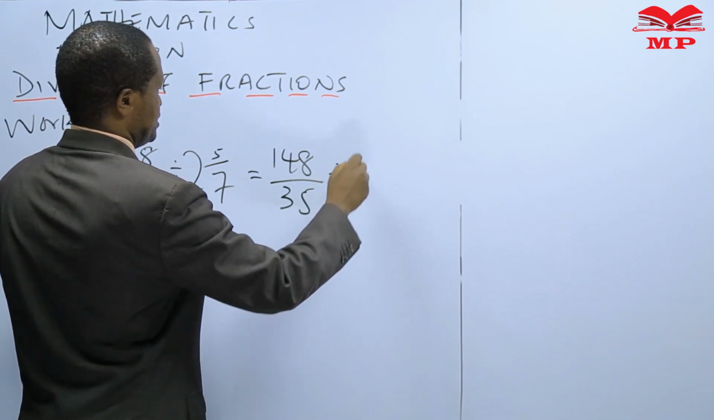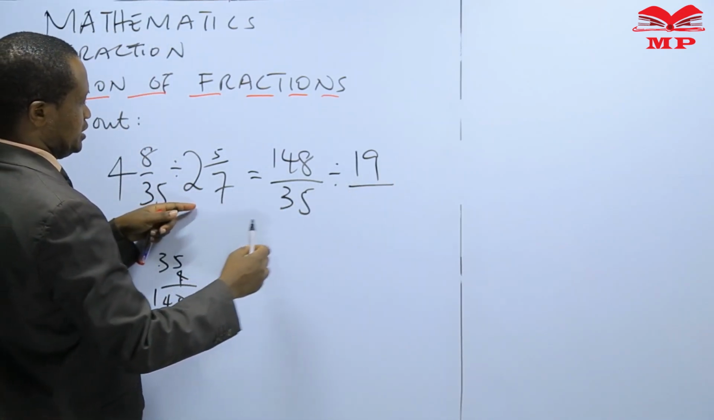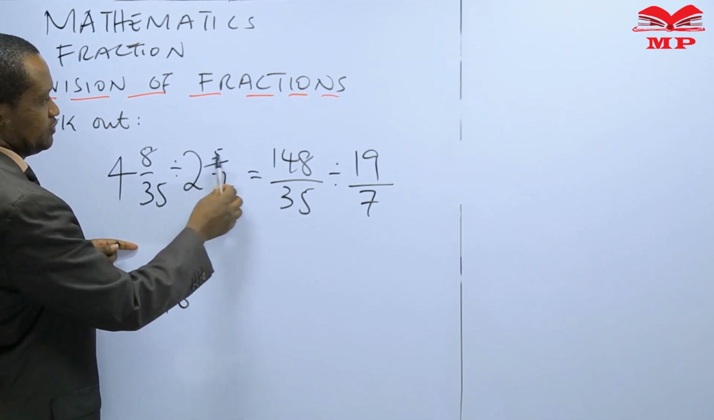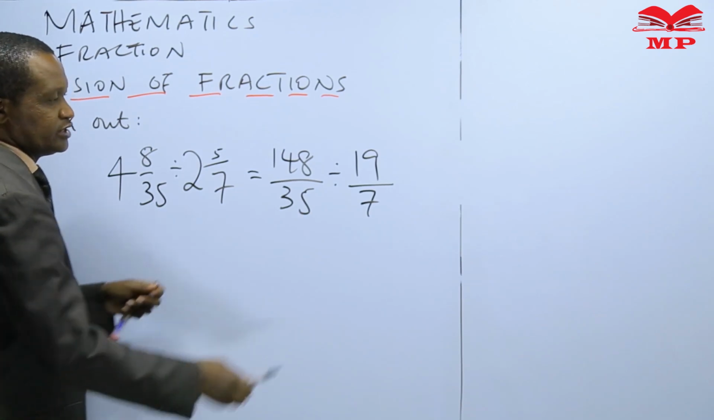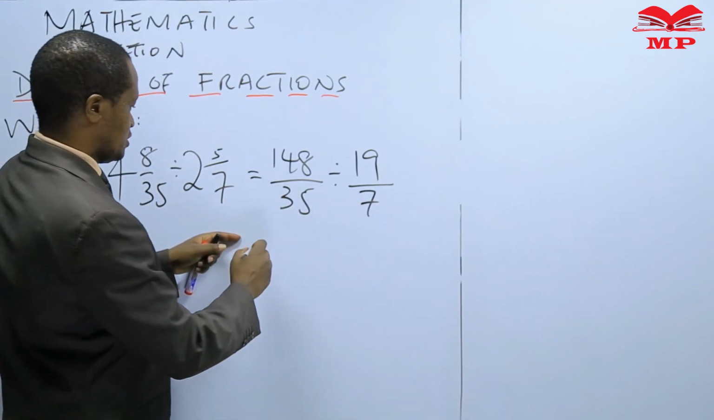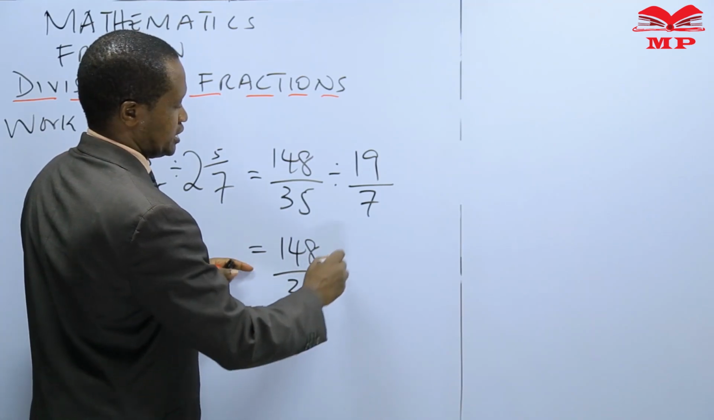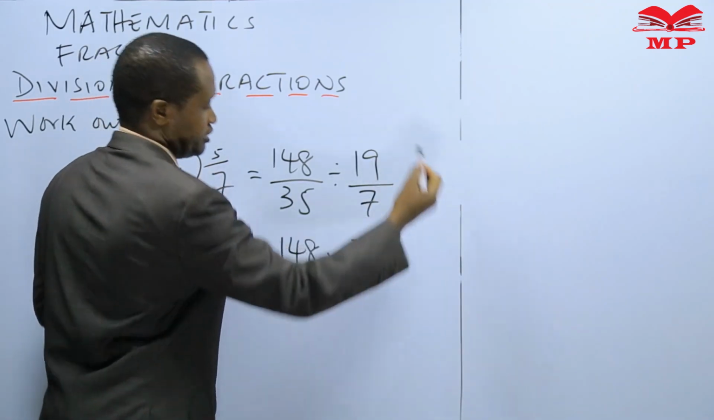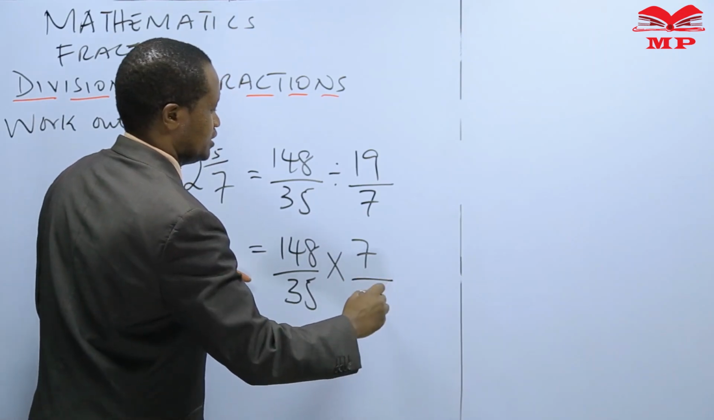Divide by 19/7. Okay, 7 times 2, 14 plus 5, 19/7. Then we get the reciprocal of the second fraction. That will be 148/35 times 7 reciprocal. This goes up, this comes down. All right, this goes up, the other one comes down. So 7/19.